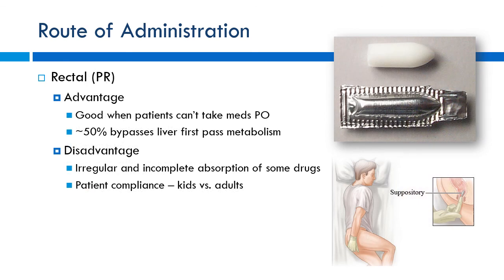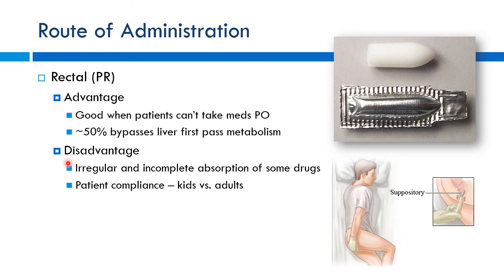Okay, up next is the rectal route, PR if you see this, and this is good when patients cannot take oral medications. And so the nice thing here is it bypasses a lot of that first pass effect because the rectum is very vascular, it has very good absorption, and you don't have a lot of that drug going to the liver as the first place it hits, which is nice. Other things you may run into, some disadvantages: you can have incomplete or irregular absorption of some medications depending on what you're dealing with, and then looking at patient compliance.